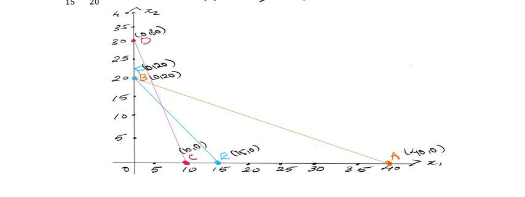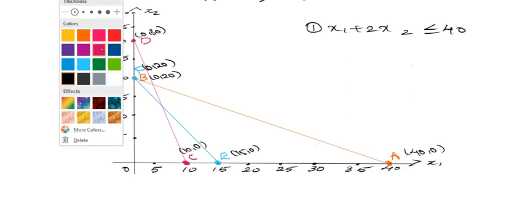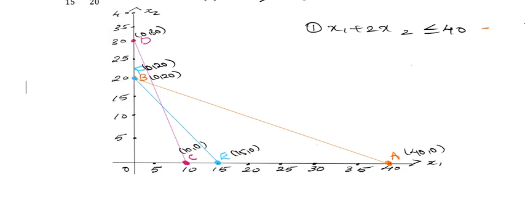Now please check the constraints. For the first constraint, you have to check whether it's a less than type or greater than type. So the first constraint is x1 plus 2x2 is less than or equal to 40. So this represents the line AB, right? So AB is colored with orange color. So I am going to take orange color.